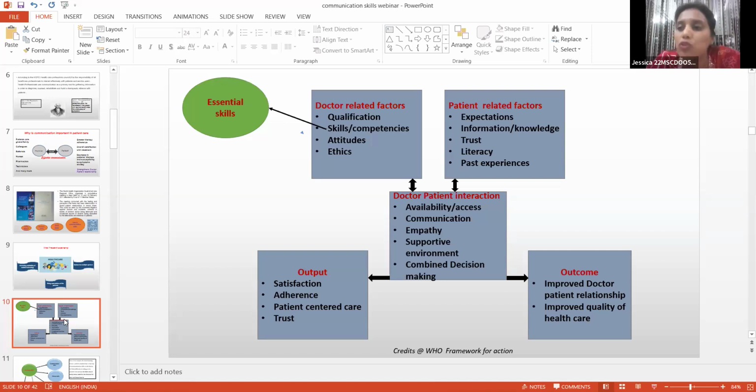Combined decision making is something that is on the rise and very relevant today. Previously, the doctor used to decide for the patients and the treatment would go ahead. But nowadays, decision making along with the patient is a very important factor in patient care. Now, when all these doctor-related factors and patient-related factors are well taken care of, the output is satisfaction in patient care, adherence to treatment, patient-centered care, and very good trust built between the patient and the doctor. And the outcome is an improved doctor-patient relationship and improved quality of healthcare.